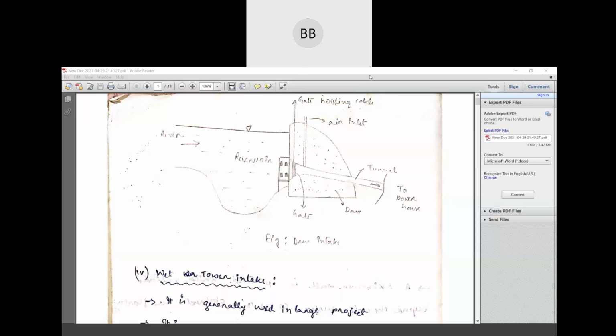Okay, so in the last class, we were discussing intake structures. I think we have already discussed the rainfall runoff intake, then the canal intake. Okay, so next is our dam intake.